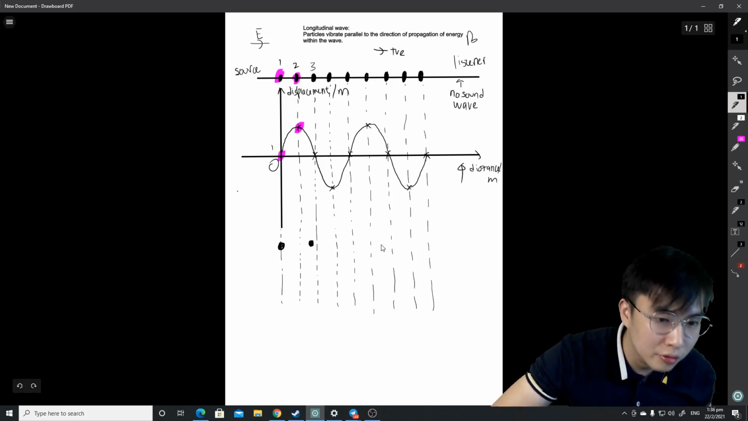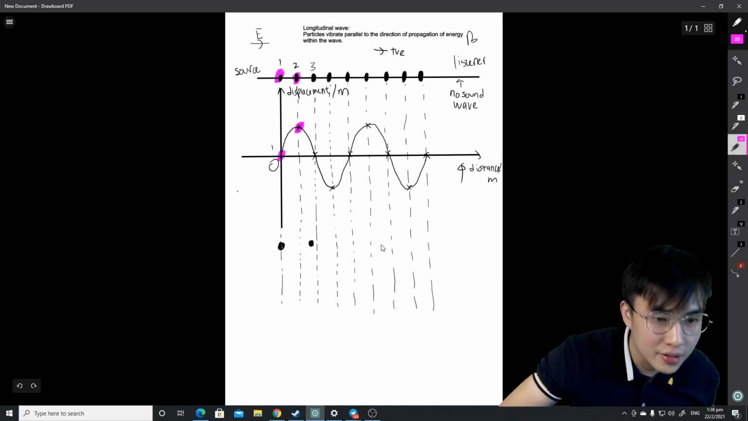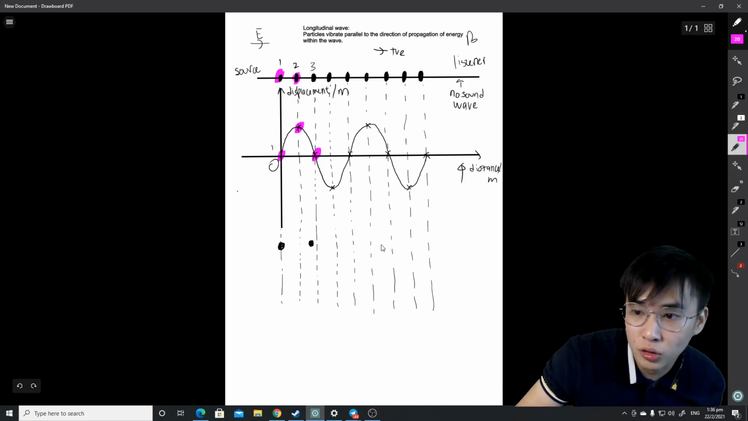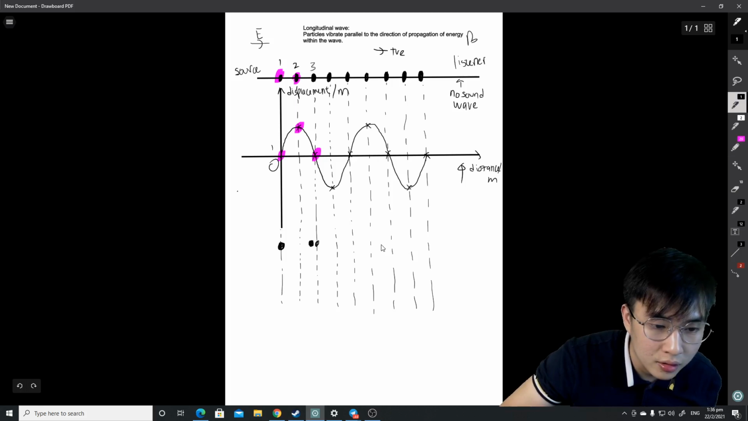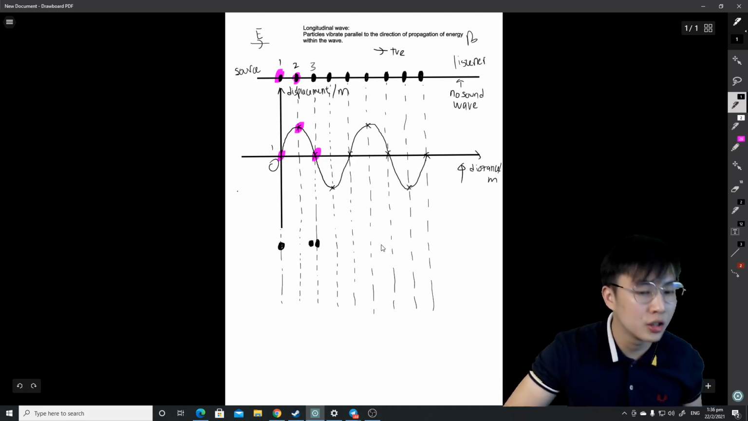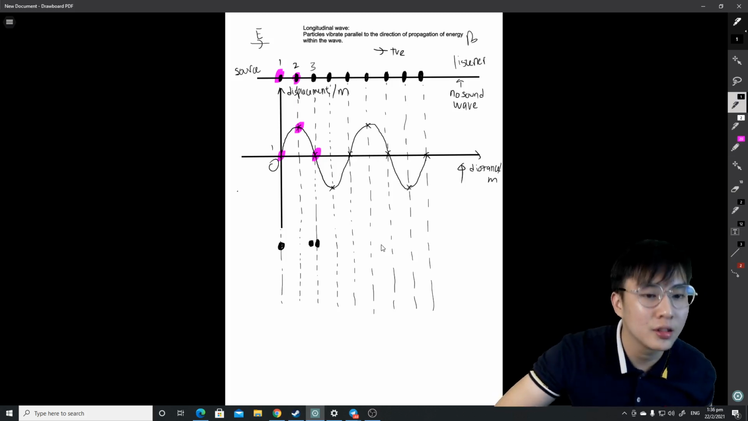Particle 3 was on its rest position, right? Can you see here? It had 0 displacement again. So we draw particle 3 right there. Okay, it didn't move, right? It is still in its rest position. Now let's do particle 4.